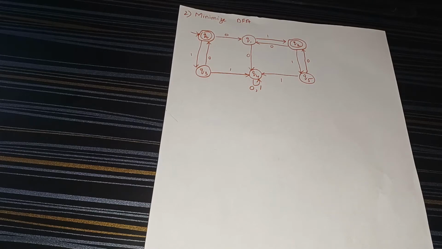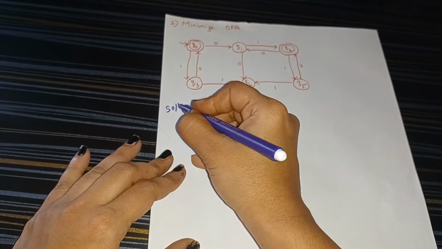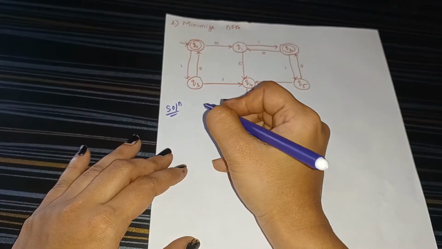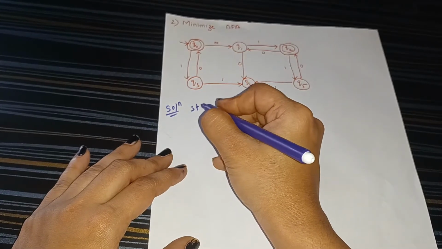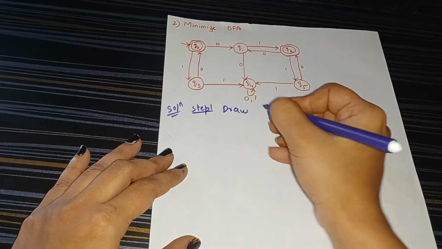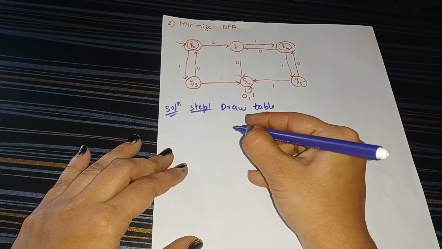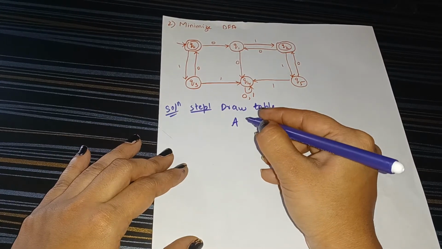Everyone. In today's video we are discussing one more problem on minimization of DFA. So here, the first step is we'll draw a table. Step 1, draw a table for this state diagram.